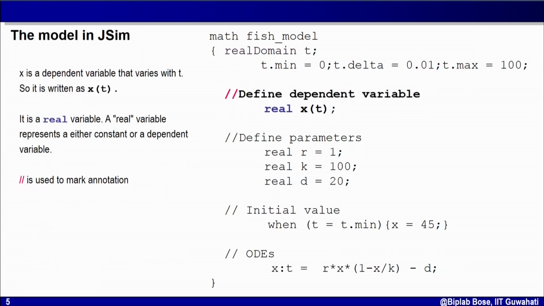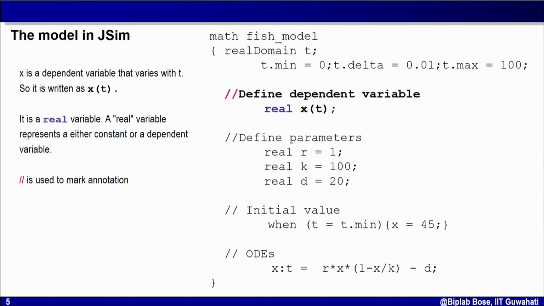Now we have defined the independent variable. So now we have to define the dependent variable. In our model, population of fish is the only dependent variable. That is x, and I have defined it as x in bracket t. So JSim understands that x depends upon t, which I have defined here as an independent variable. And remember, I have written real before it, so it is a tag that represents that it is a real dependent variable. You can see these double hash marks.